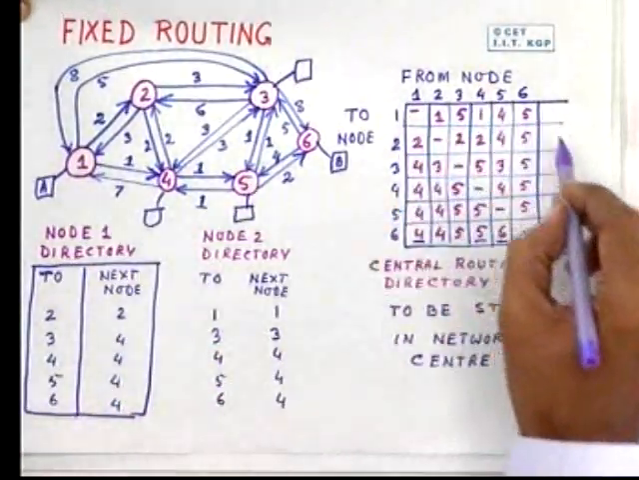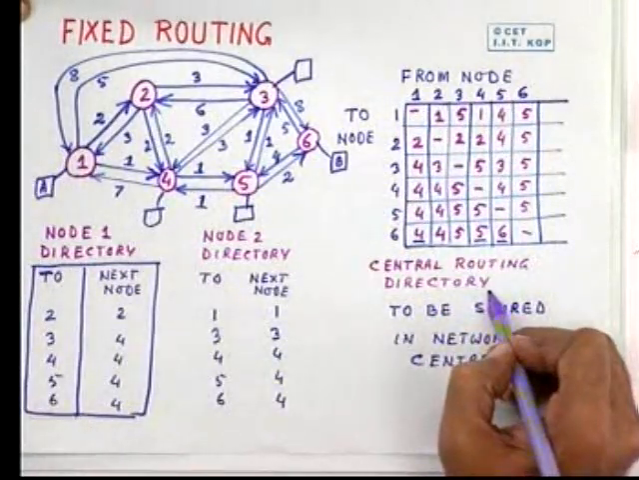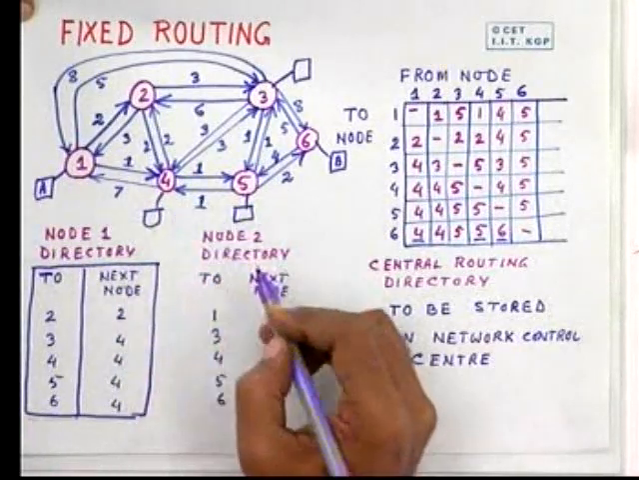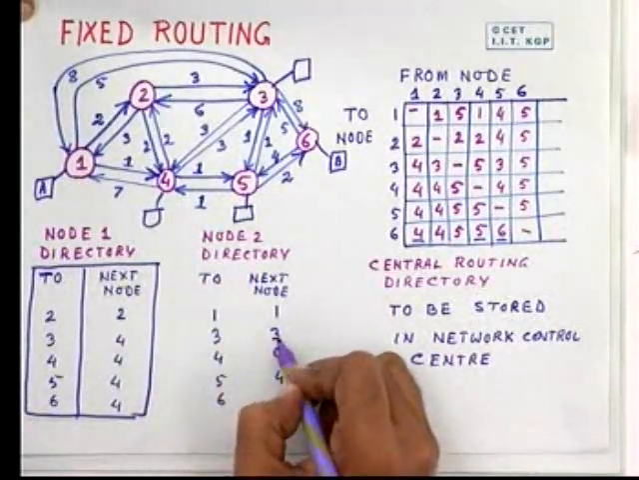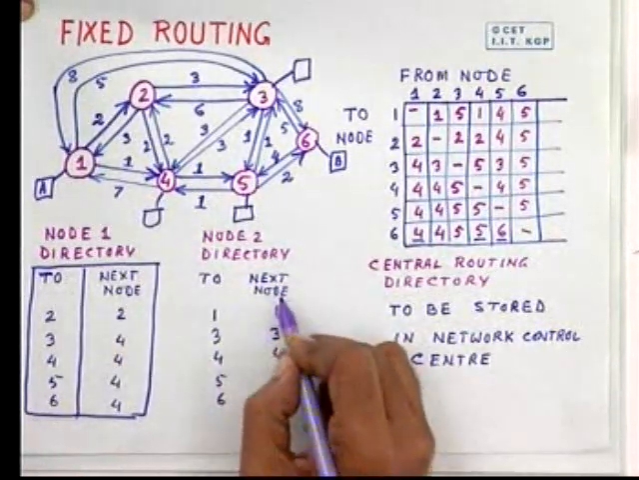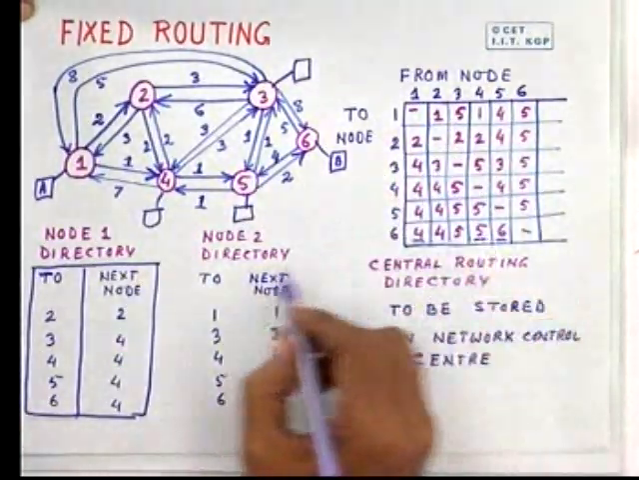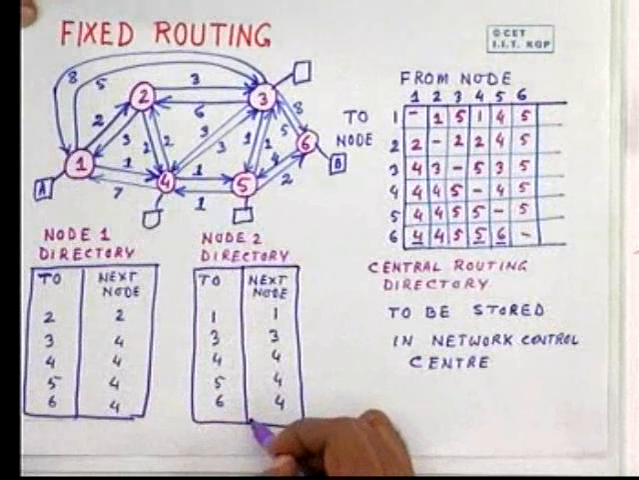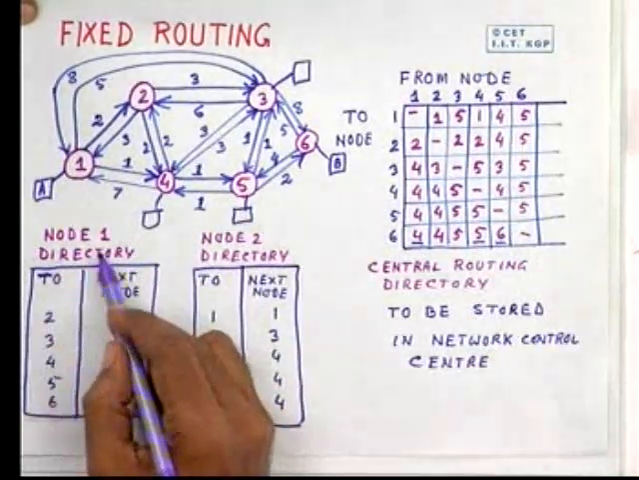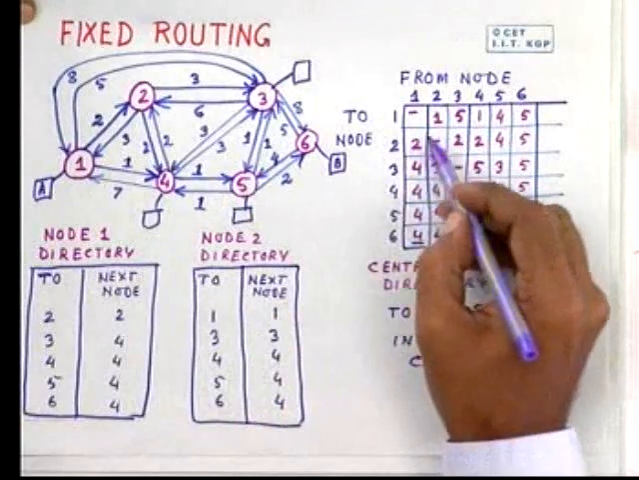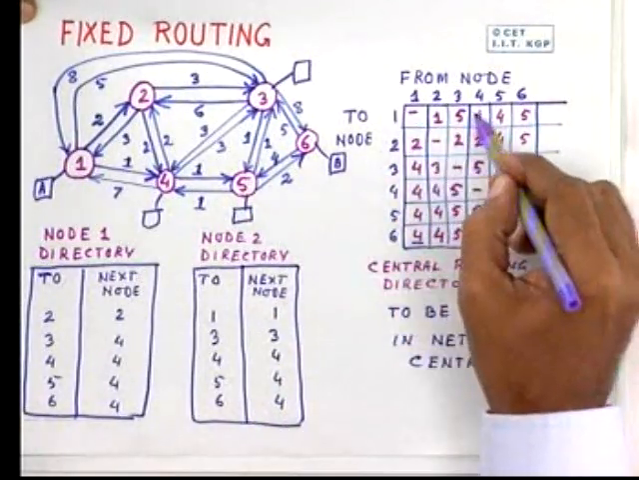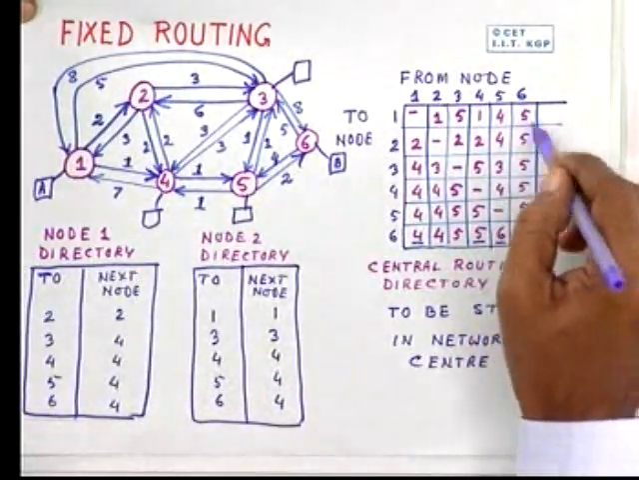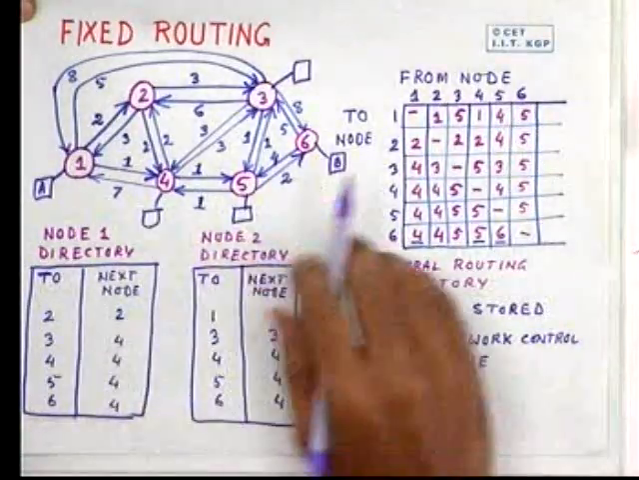That means a part of this central routing directory can be kept in each of these nodes, and whenever a packet comes, depending on the destination node, it can easily forward to the next node by looking at this directory. So there is no need to keep a big directory in each of these nodes. A small such directory can be maintained in each of these nodes. This is the small directory for node 1, this is the directory for node 2, similarly for node 3, along with this has to be stored in node 4, this has to be stored in node 5, node 6, and so on. This is how it will work.